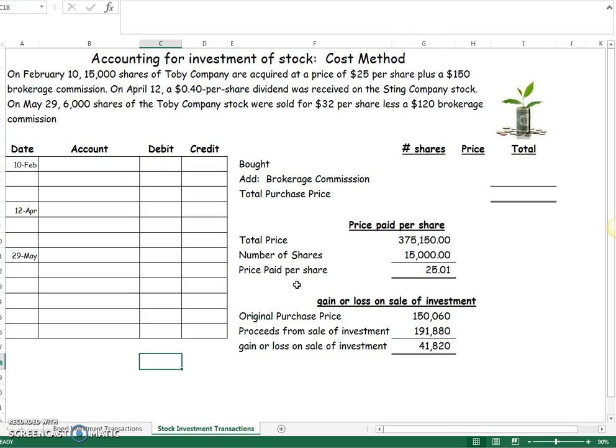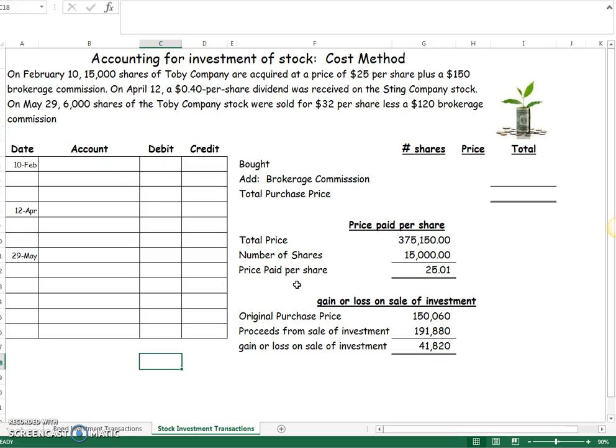So we're going to account for it by the cost method, which just means that we're going to report this at cost when we buy it. Any dividends that we receive, we're going to record as revenue. When we go to sell it, we're going to recognize a gain or a loss on sale of investment. So this is if we don't exhibit any control over the company that we're buying because we own less than 20% of it.